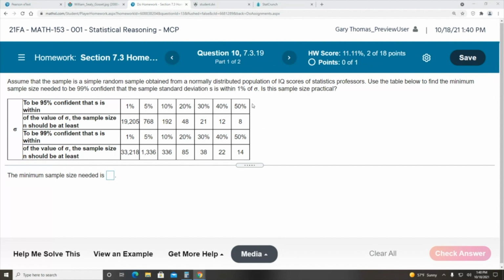Well, that makes it easier because what they do is they create a table for us. So here's a sample. It's a simple random sample from a normally distributed population. So we're allowed to use these techniques. It's a bunch of IQ scores of statistics professors.